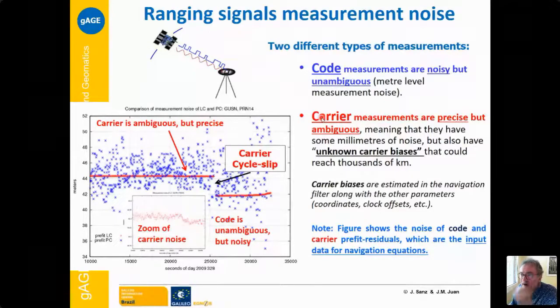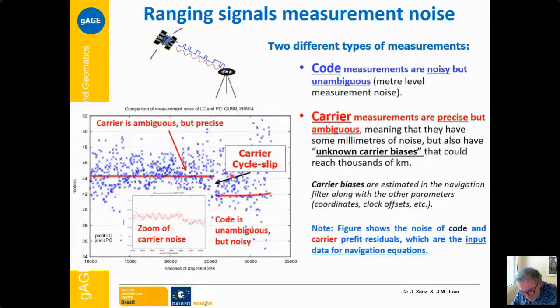We have also carrier phase measurements. Carrier phase measurements are precise. Here in red, we have carrier phase measurements. Here we have a zoom. Carrier phase measurements are precise, but are ambiguous. What does it mean, ambiguous?